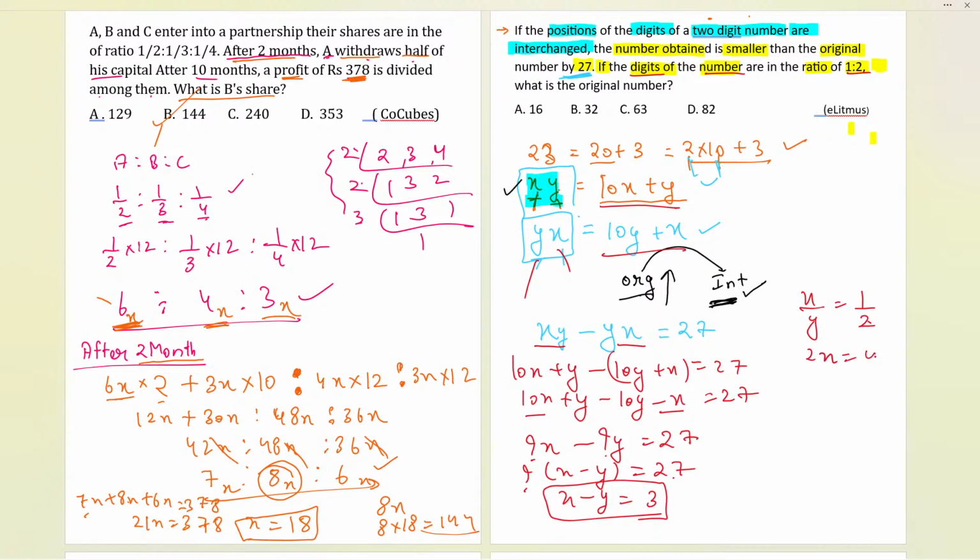It will be 2x equals y. Can I put this y in this equation? Okay. So put y equals 2x in the first equation. Let us take it as the first equation. After writing it here, now what I'll do is put 2x over here: x minus 2x, and that will be equal to 3.